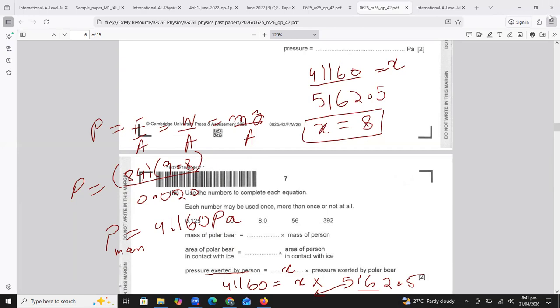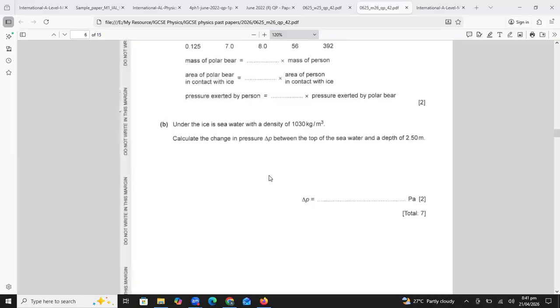Students, did you understand this calculation? All right. Now I'm going to clear the screen, students, and let's move towards the next part B. In part B, they are saying under the ice is sea water with a density of 1030 kg per meter cube. So the density is given. Density symbol is rho, which is 1030 kg per meter cube.